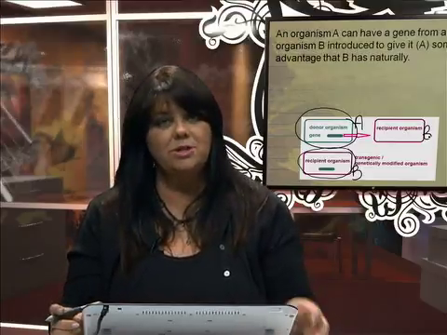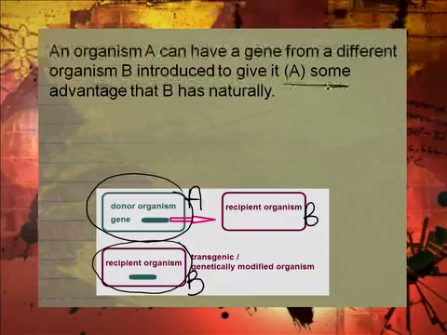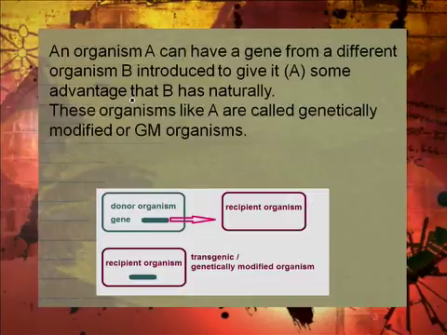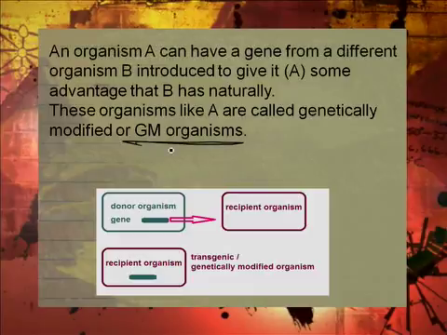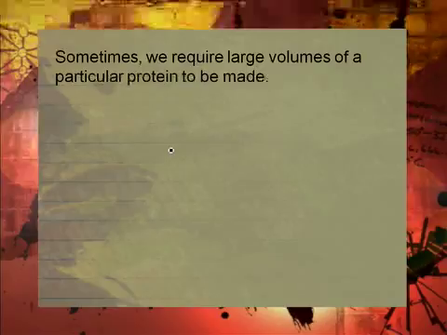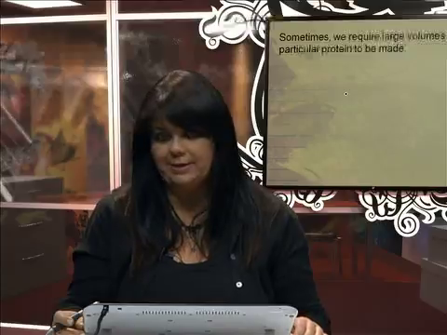And that is one application of genetic engineering. We are giving the recipient organism an advantage that the donor organism originally had. And as I said previously, the recipient organism is then called the genetically modified organism. Genes are removed from A and inserted into B using microorganisms. And these microorganisms usually are the bacteria that we spoke about earlier.